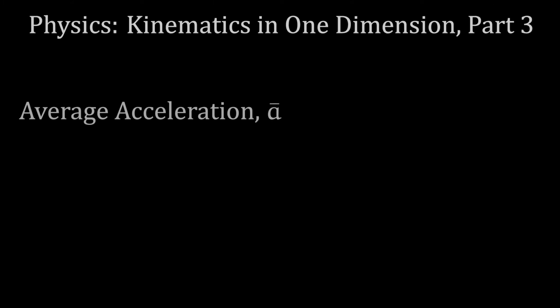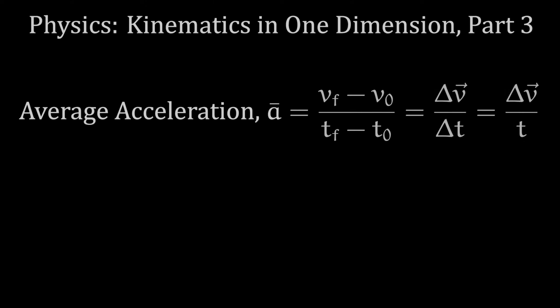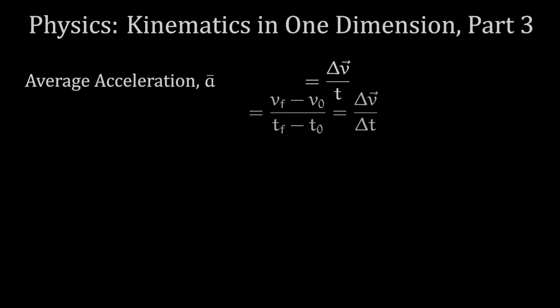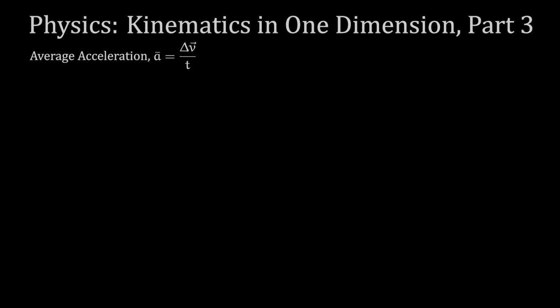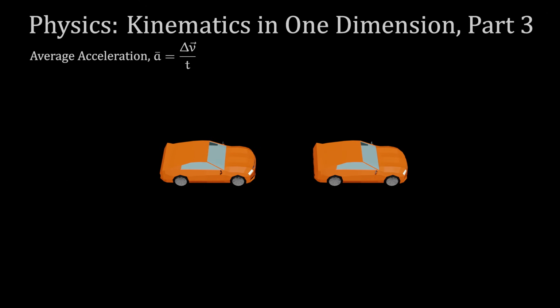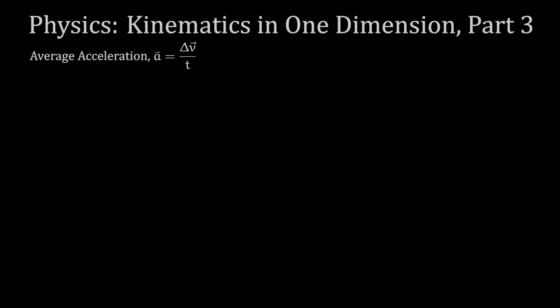Acceleration describes how quickly your velocity is changing and is defined as the change in velocity divided by the change in time, and as an equation reads a bar equals delta v divided by delta t. Because velocity is a vector, so too is acceleration. This means an acceleration can happen if you change either of the vector properties of velocity, meaning you can change its magnitude by speeding up or down, or you change its direction, or both.